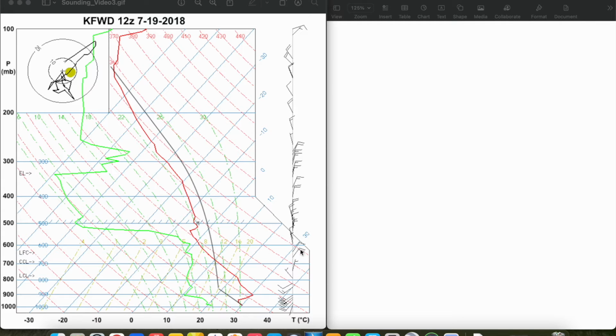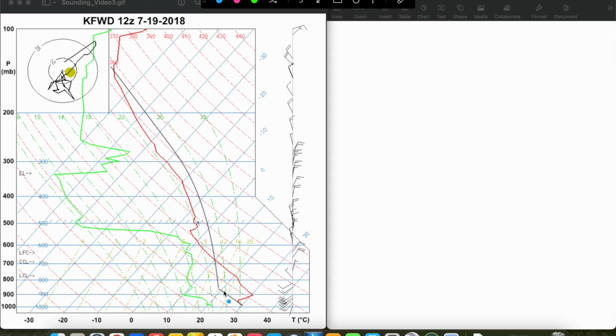And if you recall, just a quick review on how we determined what our parcel trace would be. We started at the surface from our surface temperature. We went up along the dry adiabat. And then from our surface dew point, we went up along the corresponding mixing ratio line. Where those two met is when the parcel becomes saturated, and from that point we went up along the moist adiabat up through the atmosphere.